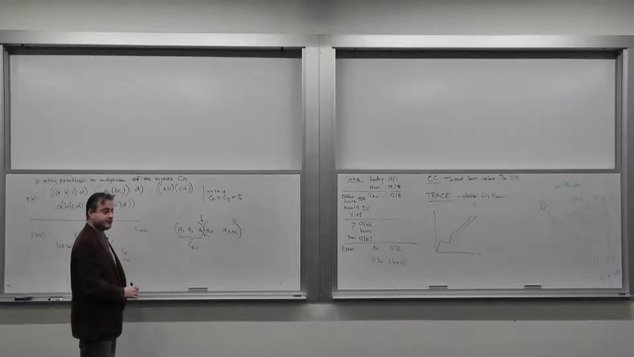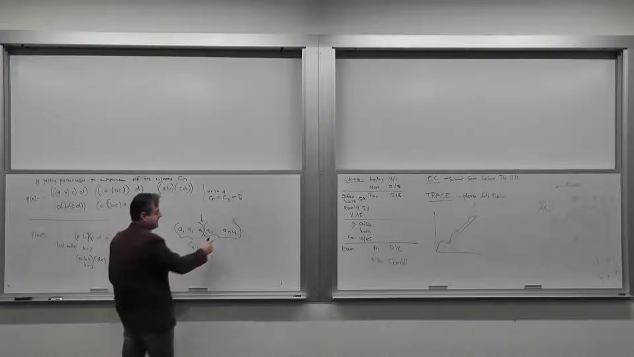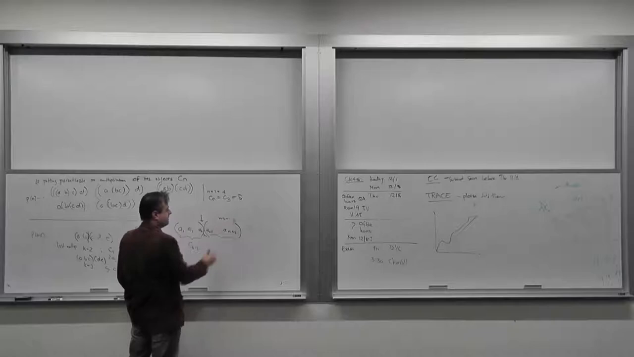And how many ways can I put parentheses here? How many objects are here? This is n minus k plus 1 objects, maybe? So there'll be C of n minus k ways to put parentheses.